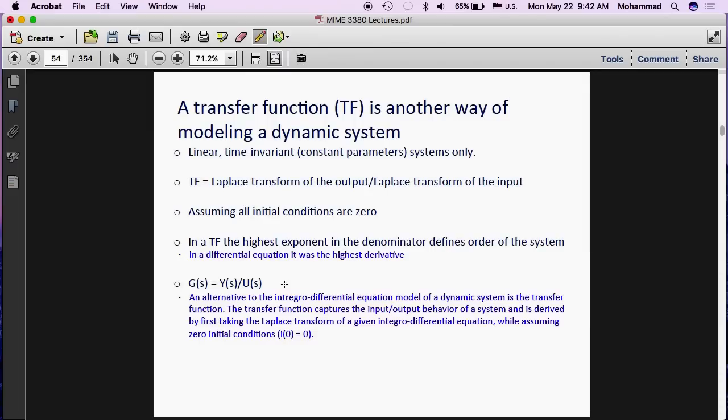And let me repeat that. The assumption is that all initial conditions are equal to 0. So we don't incorporate the effect of initial conditions.